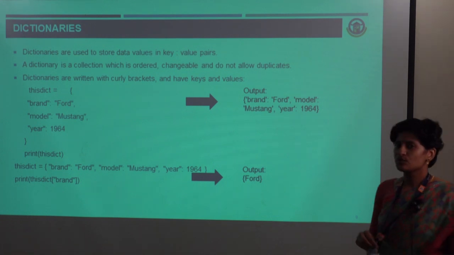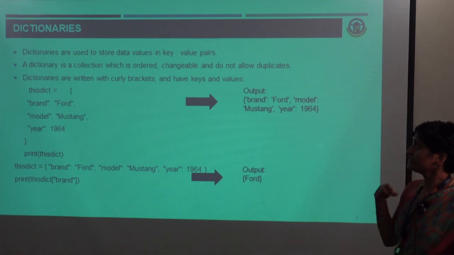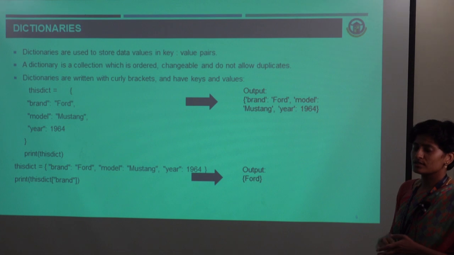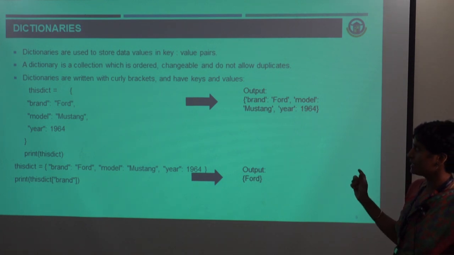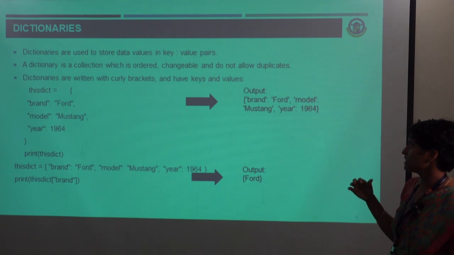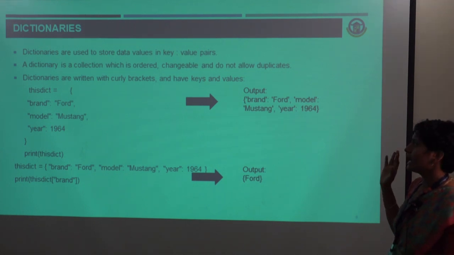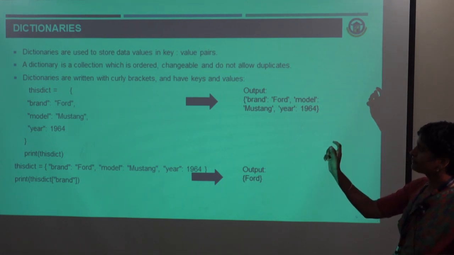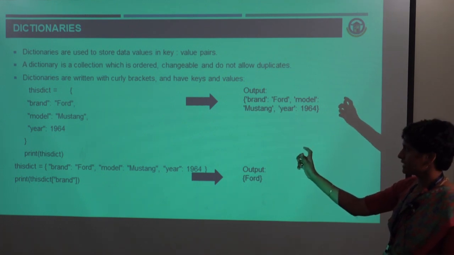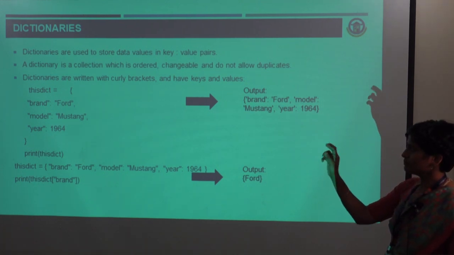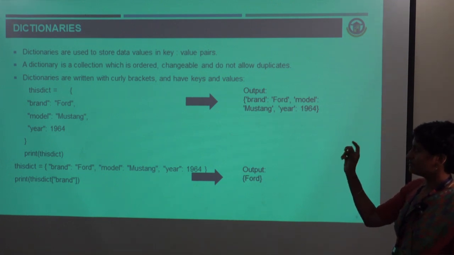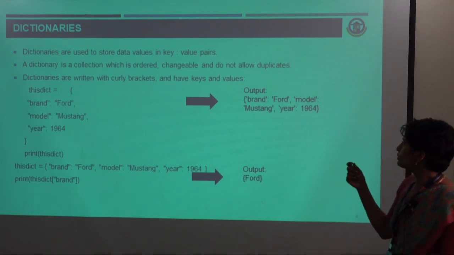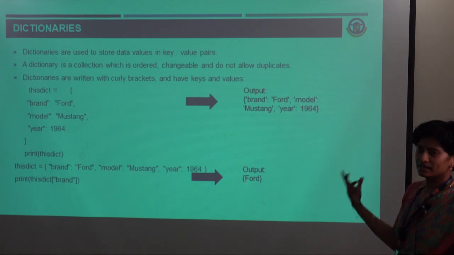So next one is dictionaries. The main difference in a dictionary is that here we use a key and value set of pair. A dictionary is a collection which is ordered, changeable, and does not allow any duplicates. Dictionaries are written in a certain format. Here you see the first example: brand is the key and Ford is the value, model is the key and Mustang is the value, and year is the key and 1964 is the value. So using the key we can print a specific value.